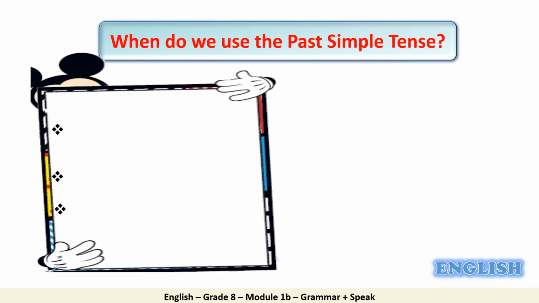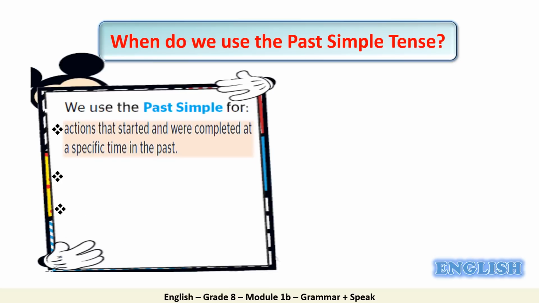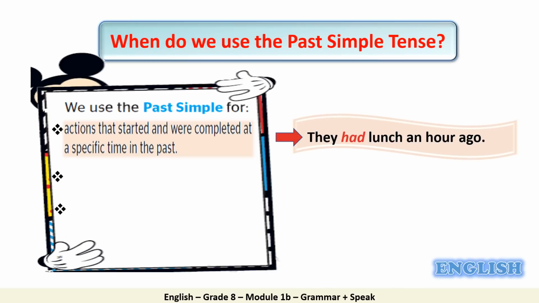But when do we use the past simple tense? Past simple specifically talks about actions, events, or situations that happened in the past, started and were completed at a specific time in the past. Let's look at this example. They had lunch an hour ago. An hour ago is a time expression that refers to the past. As soon as you use this verb had, which is the past of have, we know that you are talking about the past.